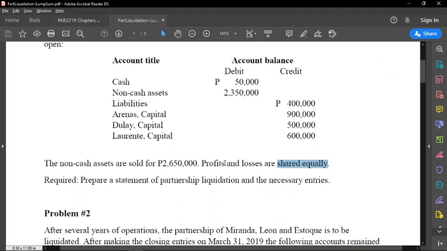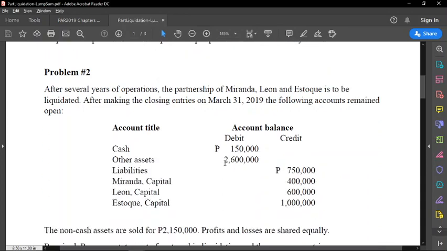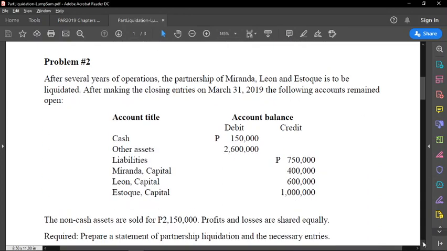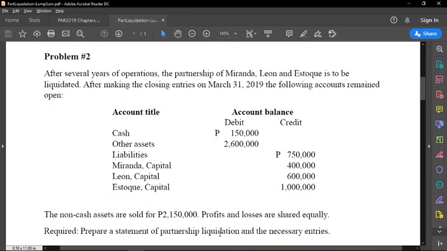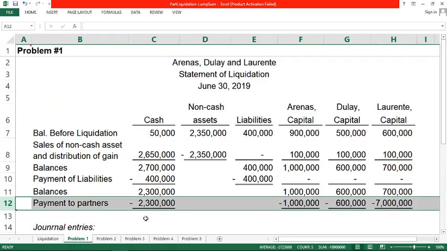Alright, let's proceed to problem number 2. I believe we have the same requirement as number 1. Prepare a statement of partnership liquidation and the necessary entries. So we have here Miranda, Leon, and Estoque. After making the closing entries on March 31, the following accounts remained open. Miranda has 400 capital, Leon has 600, and Estoque has 1 million. The non-cash assets are sold for 2.15 million. Profits and losses are also shared equally. Now let's plot all those information in our statement of liquidation.